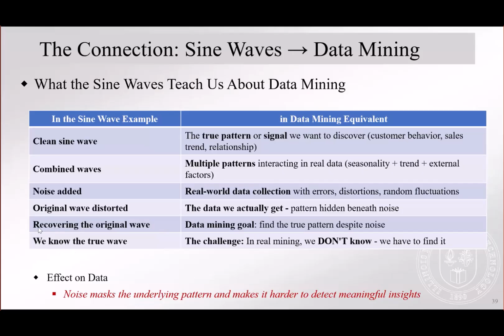Now let's take a look at the key insight here. In the sine wave example, we know what the original wave looks like. We added the noise ourselves, so we know what we are trying to recover, right? But in real data mining, we don't know, okay? We only get the distorted version and we have to figure out what the true pattern probably was. That's the whole challenge. Recovering the original wave in the sine example is exactly like our data mining goal: find the true pattern despite the noise.